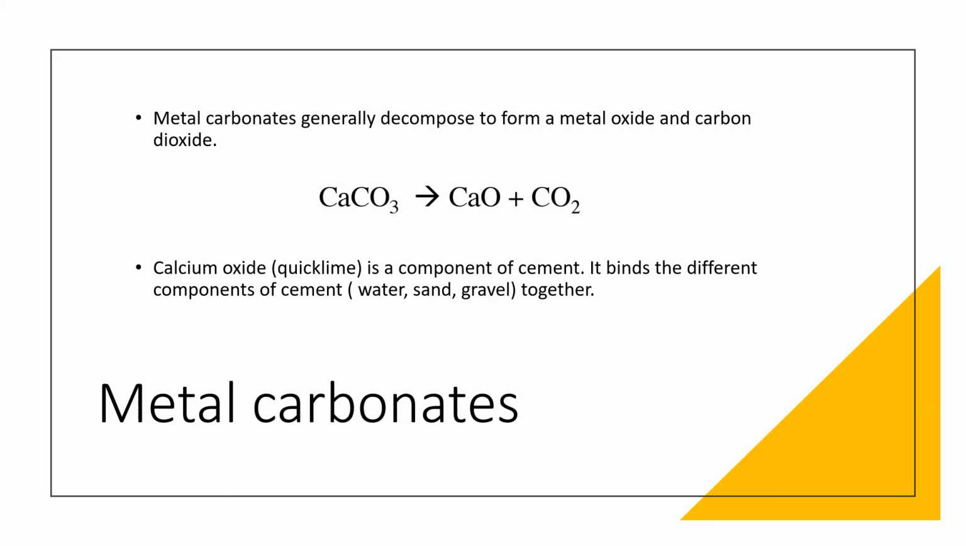Metal carbonates generally decompose to form a metal oxide plus carbon dioxide. An example would be calcium oxide, which is a component of cement. It binds together the different components of cement: water, sand, and gravel together.